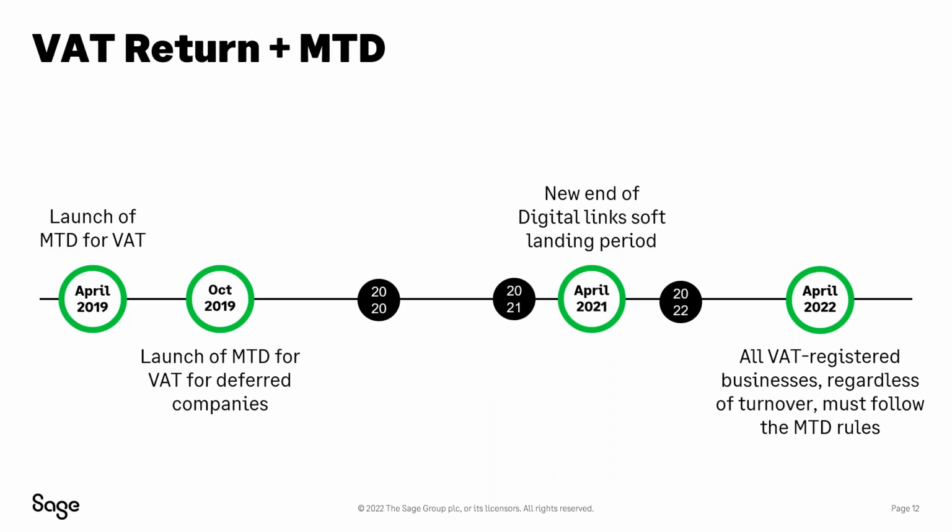I've got a bit of a timeline for MTD as well. As I mentioned, MTD for VAT was launched way back in 2019. So it did apply to a lot of UK businesses at the time that were VAT registered. But there was also a group of what HMRC referred to as deferred companies. So things like, I think, councils, trusts, charities, that type of thing. Number of other requirements as well. If you did a group VAT return, again, that was also classed as being deferred. And for those companies, MTD kicked in October 2019.